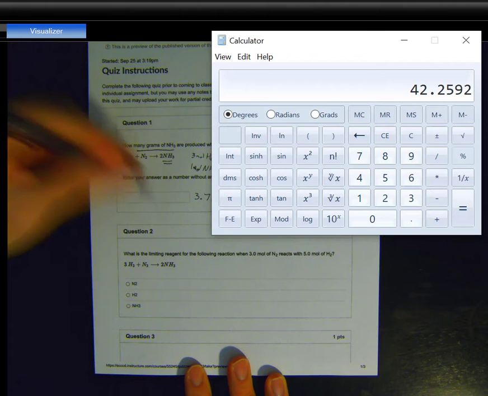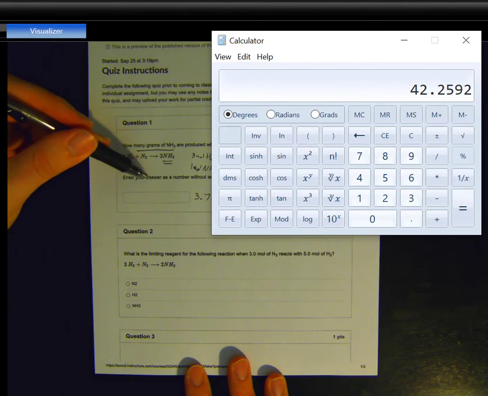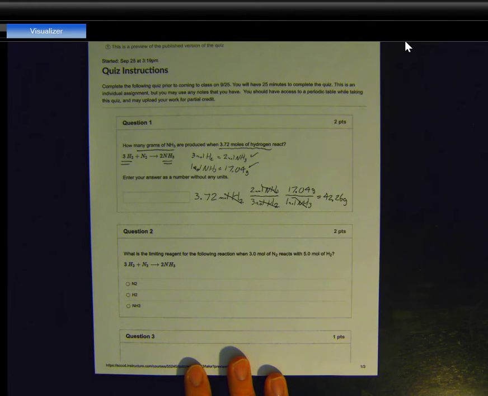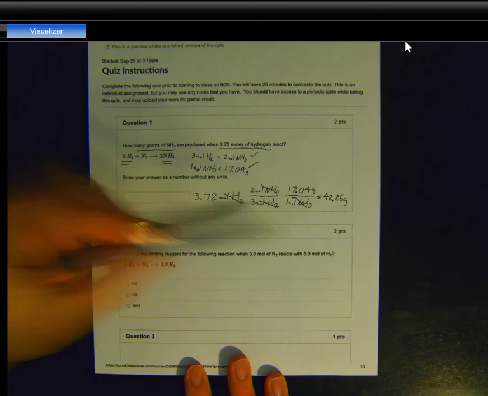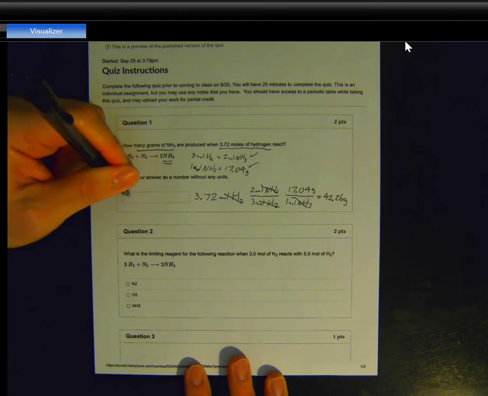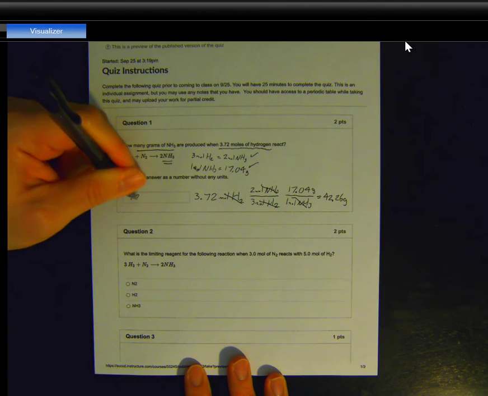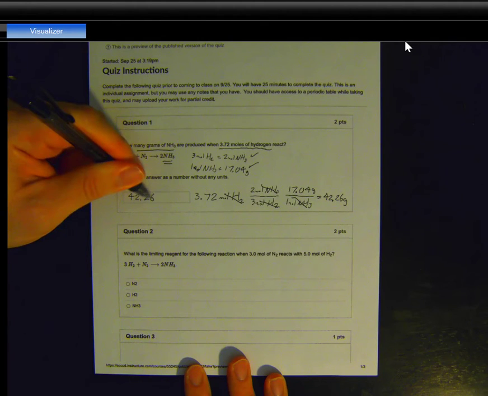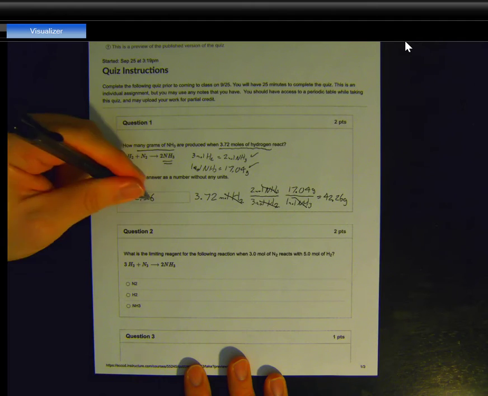And then it says enter your answer as a number without any units. Let me go ahead and minimize that calculator for now. So I wrote the answer here. So number without any units would be 42, I'm going to go ahead and call it 42.26. Based on significant figures, we would probably go with 3. I'm not going to care about that.